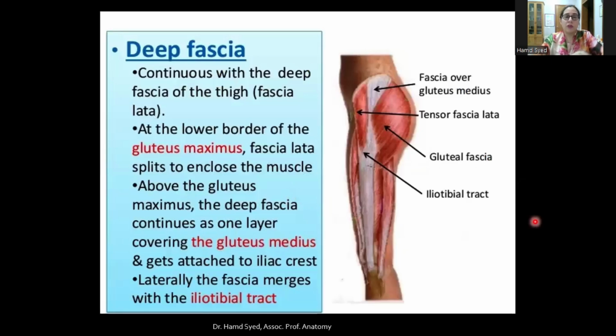Now, first talking about the fascia of the gluteal region, remember the deep fascia of the gluteal region is continuous with the deep fascia of the thigh, and the deep fascia of the thigh is known as the fascia lata. Now, what happens is that at the lower border of the gluteus maximus, this fascia lata of the thigh splits to enclose the gluteus maximus muscle, and above the gluteus maximus, the deep fascia continues as a single layer covering the gluteus medius muscle, and it is attached to the iliac crest. Laterally, this fascia of the gluteal region will merge with the iliotibial tract. This is the iliotibial tract, which is a thickened band of deep fascia of the thigh on the lateral aspect.